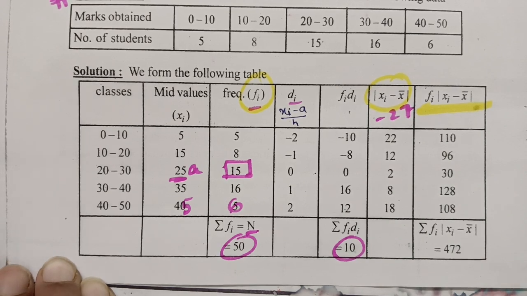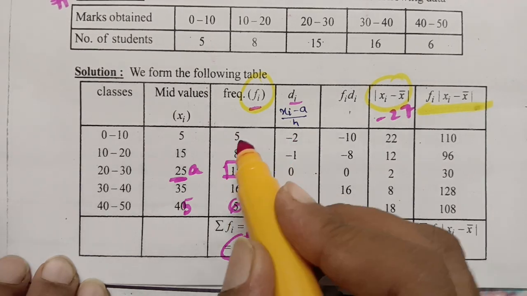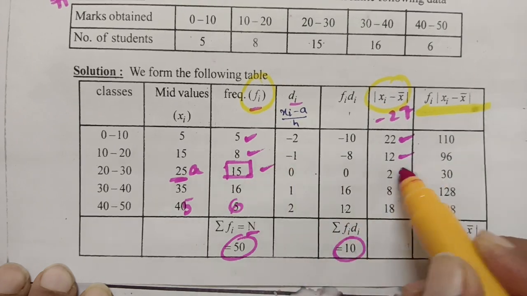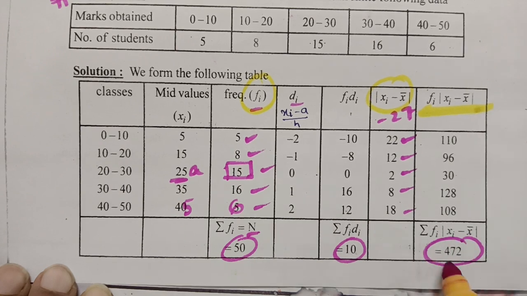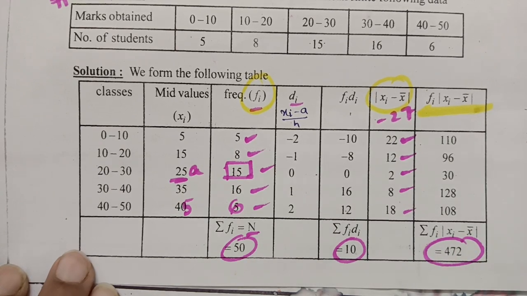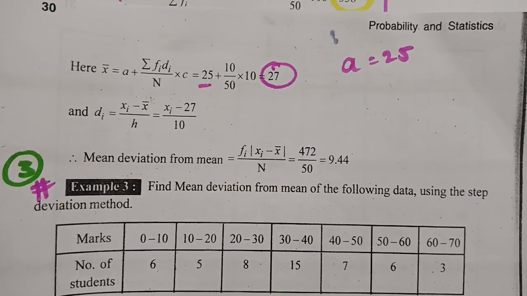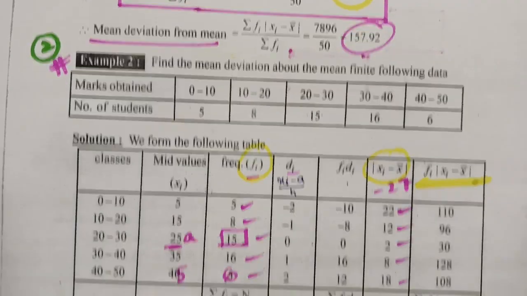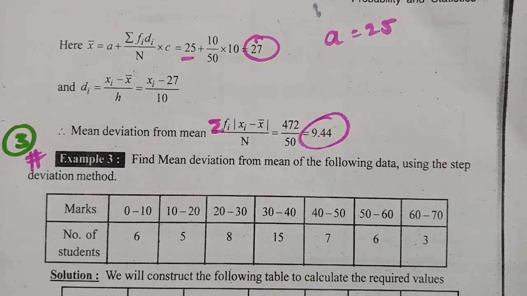So after multiplying, if I multiply, that is 5 into 22 is this one, 8 into 12 is this one, 15 twos are 30, and 16 eights are this one, and 6 into 18 is this one, and the total here is 472. Now we have to find the mean deviation about the mean. So for finding the mean deviation, this sigma value by n, this is 472 from this final table, 472 by 50. The value here is 9.66, that is the mean deviation.